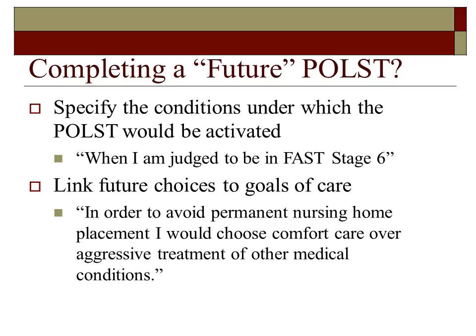So what I've been experimenting with, and we don't have clear guidance either nationally or through good studies yet, although this is a study that I hope to start, is what would it be like to complete a future POLST? So on some of my patients, I actually complete a POLST form, but I don't put a date on it. I write when I'm in FAST stage 6C or whatever it is that the patient decides, and link that decision to a goal of care. So the person might write, in order to avoid permanent nursing home placement, I would choose comfort care over aggressive treatment of other medical conditions.